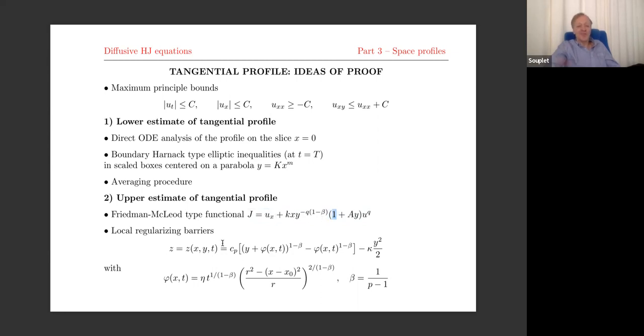And then it's not enough to have the upper estimate, because then you have to combine it with these local regularizing barriers, which are inspired by the modulation equation. And if you combine everything, you end up with the upper estimate of the profile. So that's all for the proof.